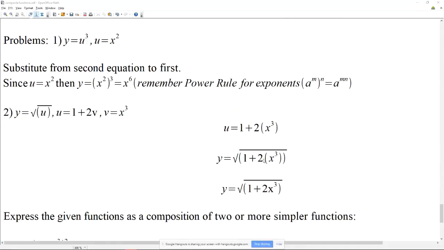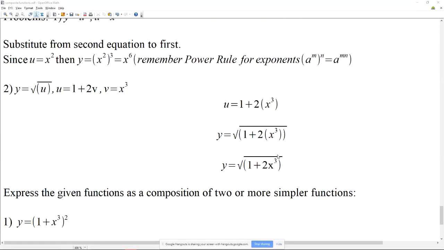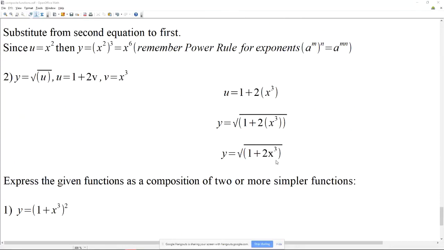So I end up with the square root of 1 plus 2 times x cubed, which is basically saying this, square root of 1 plus 2x cubed. That's it. That's all you do. That's easy. So here we're going to break it down. We're going to do the opposite.